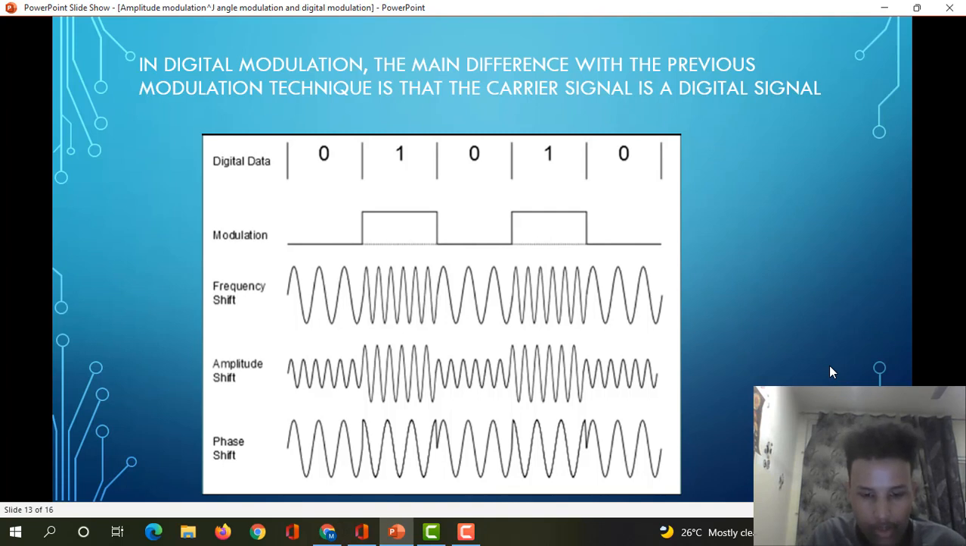Next, the phase shift, the new method we already talked about. This new method was introduced to digital transmission. We found that in the first waveform, the phase is constant, and the amplitude and frequency are the same throughout the whole wave.